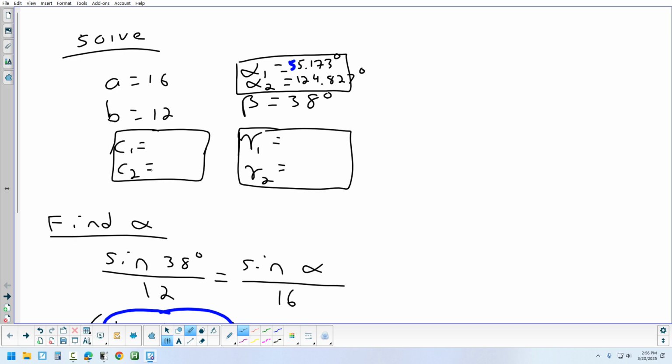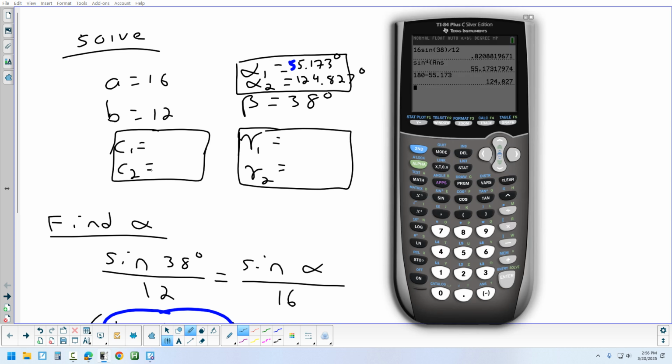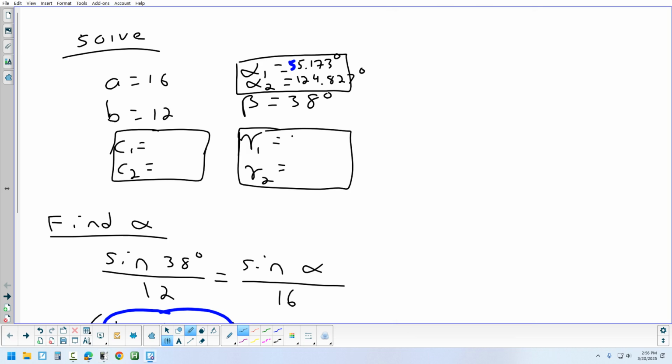Would you add the 55.173 and the 38? Yeah, perfect. You're going to take the 55.173 and the 38, add those up and subtract them both from 180. Okay, so I'm just going to subtract them one at a time. It's the same thing. 180 minus the 55.173 minus the 38 gives me 86.827.